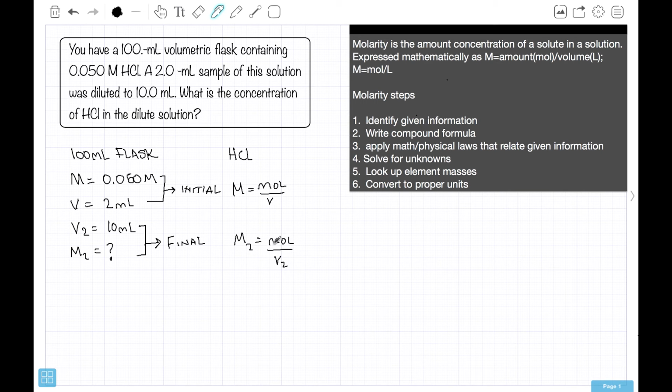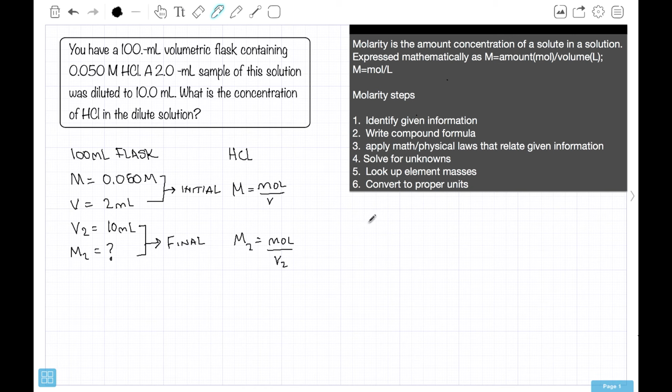Now notice that I wrote M and V, and I wrote M2 and V2, but I didn't try and differentiate between the moles up here and the moles down here. The reason being is that it's the same moles. The amount of moles didn't change from going from the 2 milliliter sample to the 10 milliliters.